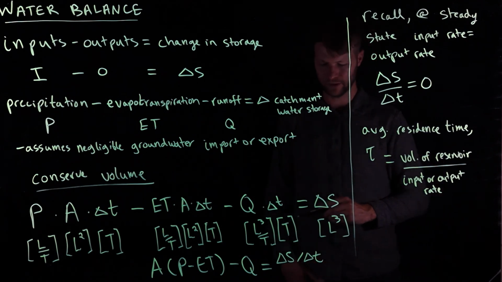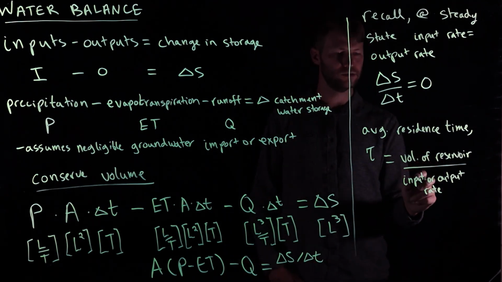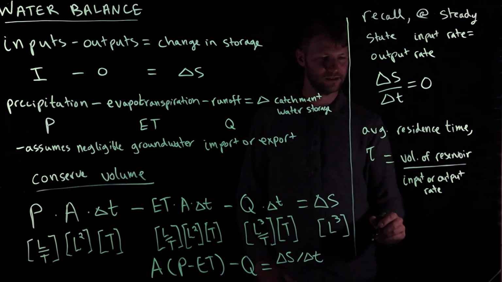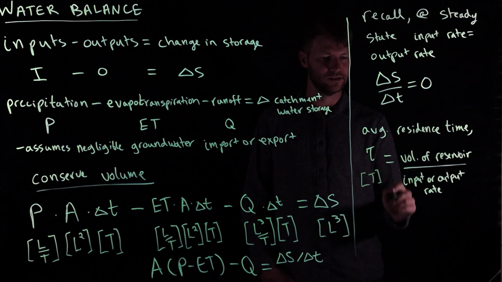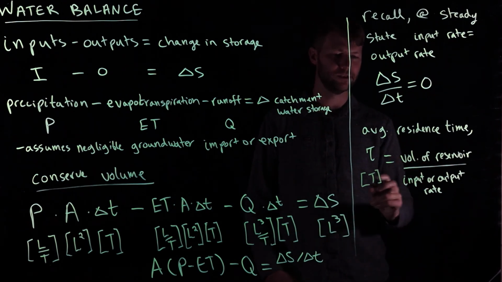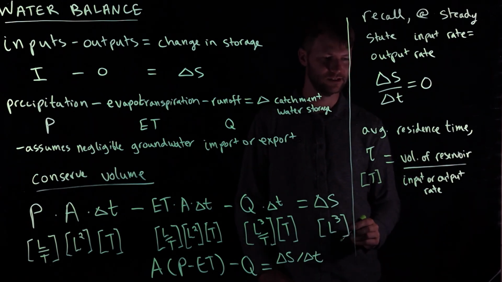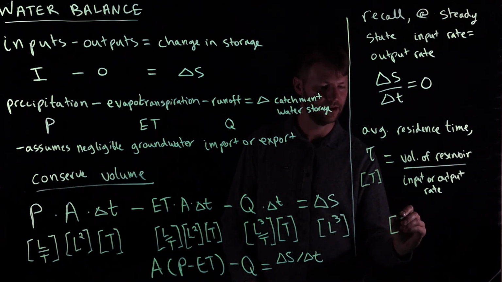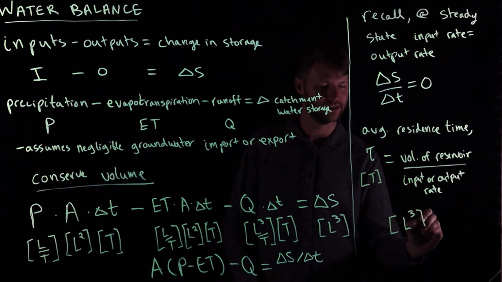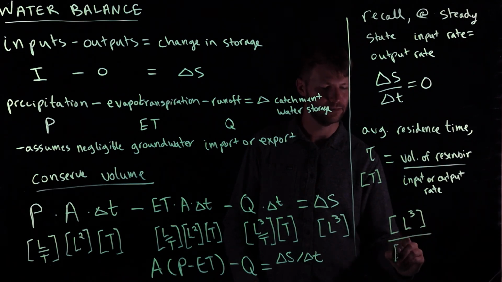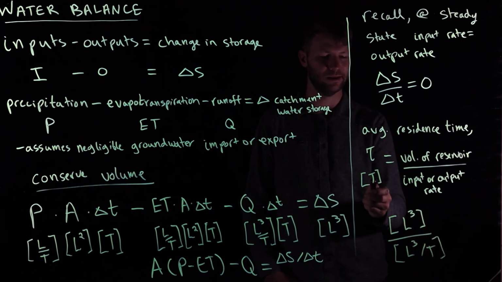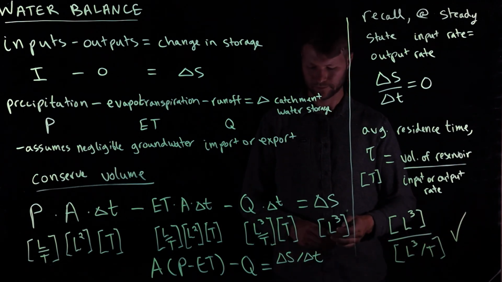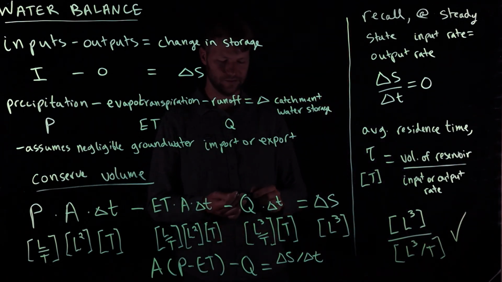The other way that you can remember this is to appeal to dimensional analysis. So you know residence time should have dimensions of time. So what do you need to put in the numerator and denominator in order to get back to dimensions of time? Well, the volume has dimensions of length cubed, and the input or output rate has dimensions of length cubed per time, such that when you divide these, the time comes back on top and you get back to where you're supposed to be. So that's one way that I remember the definition of residence time.